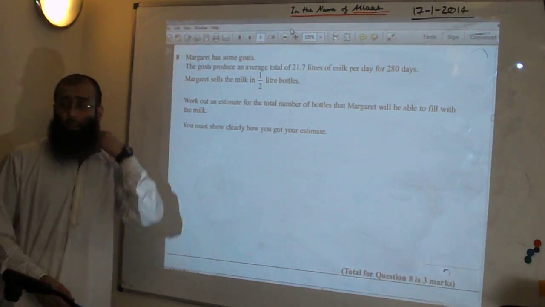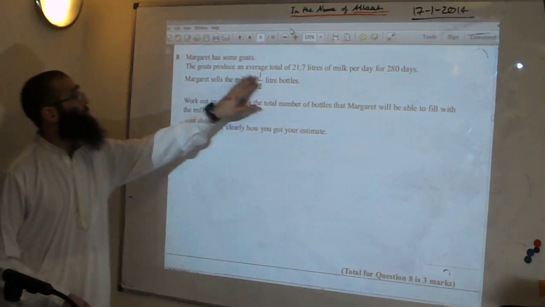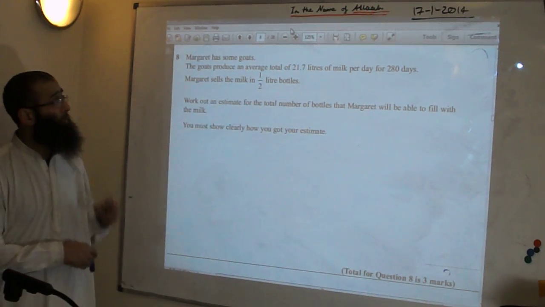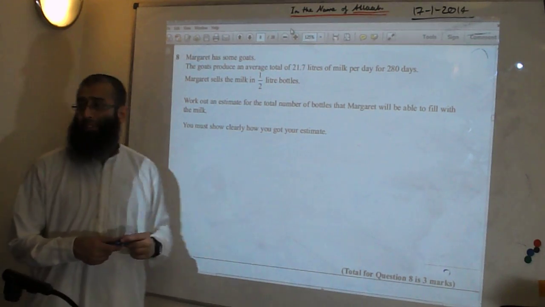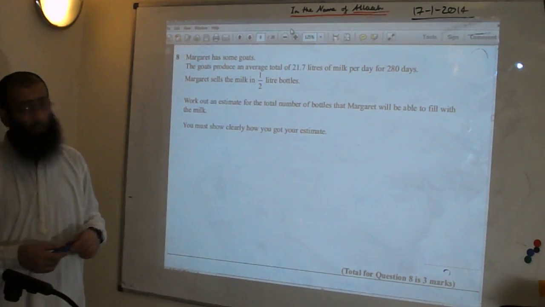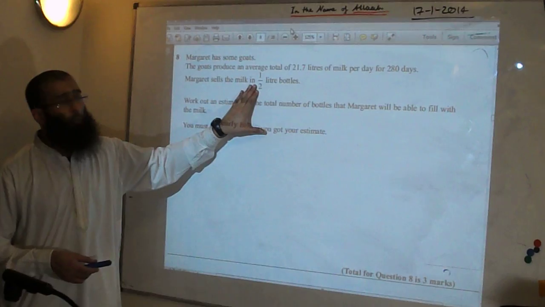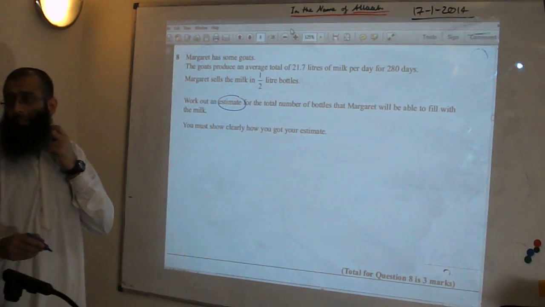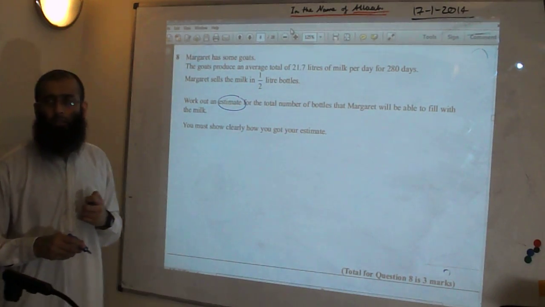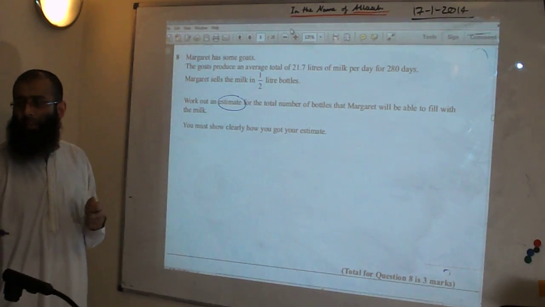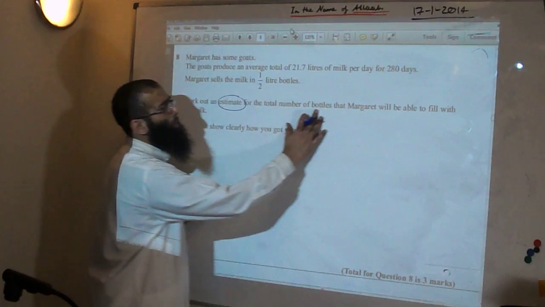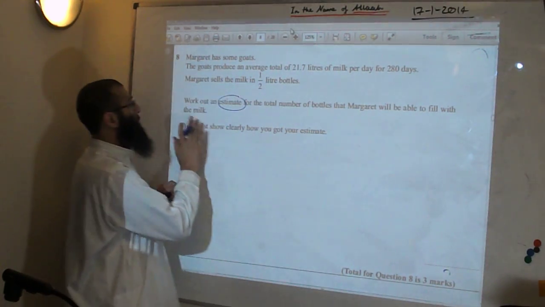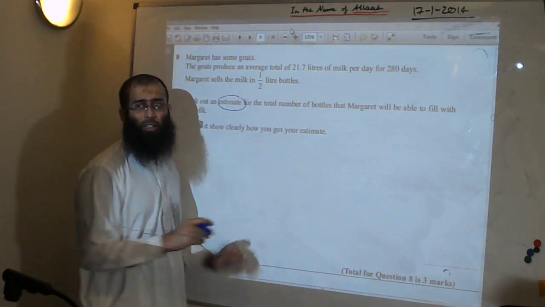Okay, question number 8. Margaret has some goats. The goats produce an average total of 21.7 litres of milk per day for 280 days. Are we on the right question, folks? Margaret sells the milk in half-a-litre bottles. Work out an estimate. It's estimate and not guesstimate. We're not guessing, we're not making things up, for the total number of bottles that Margaret will be able to fill with the milk. You must show clearly how you got your estimate.